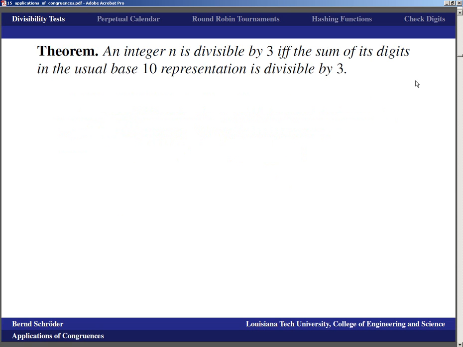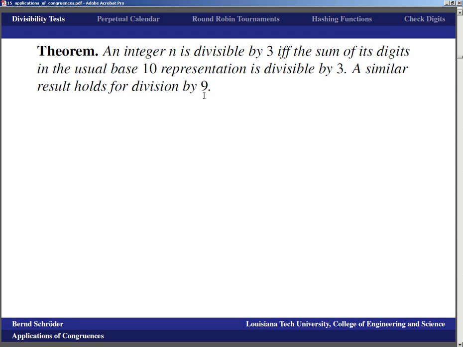If we're looking at another divisibility test that certainly is more effective than long division, especially when you've got really long numbers, 5 digits, 10 digits or so, it is that an integer n is divisible by 3 if and only if the sum of its digits in the usual base 10 representation is divisible by 3. Well, that and a similar result actually holds for 9 also.